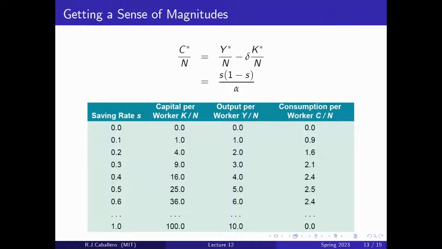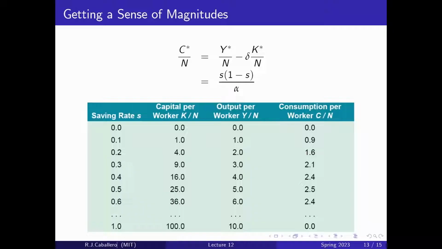So here you have numbers for the steady states. If the saving rate is 0, obviously everything is 0. No way around it. If the saving rate is 0.1, 10%, then in this model capital per worker is 1 and output per worker is 1. Consumption per worker didn't go from 0 to 1, because we were saving something. So it is 1 minus 0.1, the saving rate.